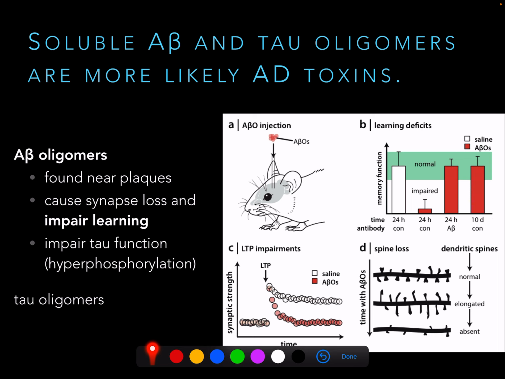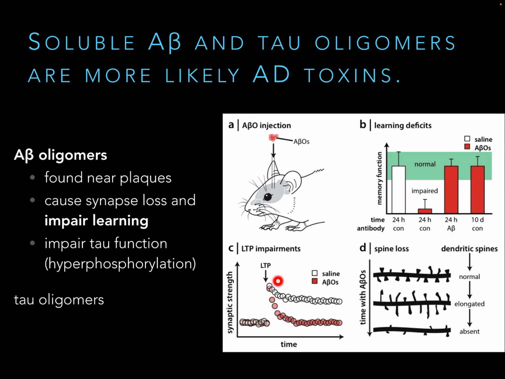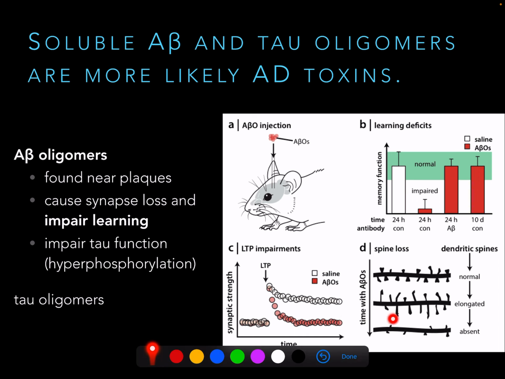But the next day, the oligomers are still around doing their thing, and that thing is preventing LTP, long-term potentiation. So when neurons fire together, they wire together. That's what's going on here. We're making them fire together, and ooh, their synapses should be stronger. But if you have A beta oligomers around, this doesn't happen. So the oligomers destroy synapses and interfere with long-term potentiation, which explains why they impair learning.